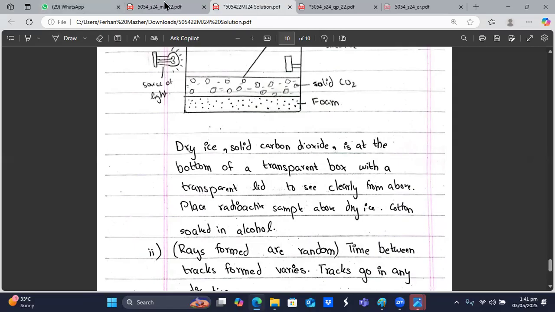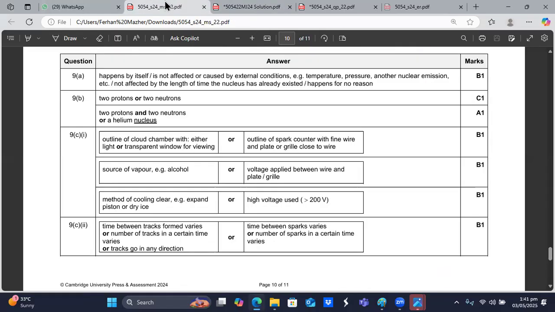Okay, so this is what she has written. This is the outline of the cloud chamber with either light or transparent window for viewing. Source of the vapor, for example, alcohol. Method of cooling, for example, expand piston or dry ice. We have placed dry ice.